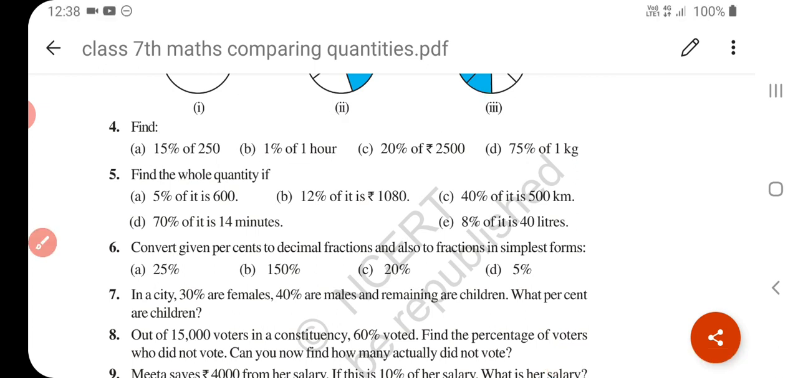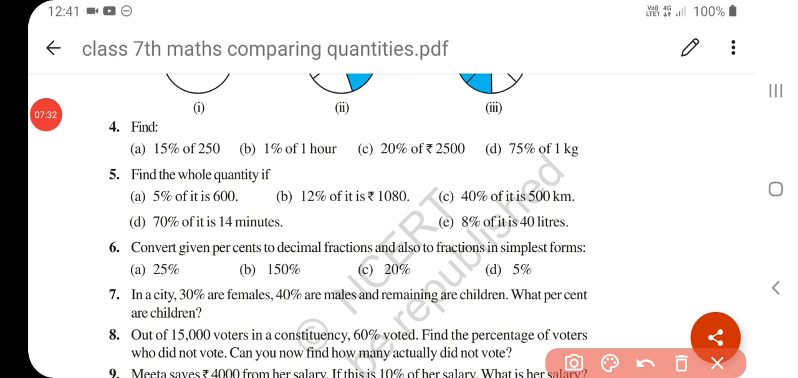Now the second one, 1% of 1 hour. What is the answer of this question? In 1 hour, how many minutes are there? In 1 hour there are 60 minutes. Understand? So we want to find 1% of 1 hour.